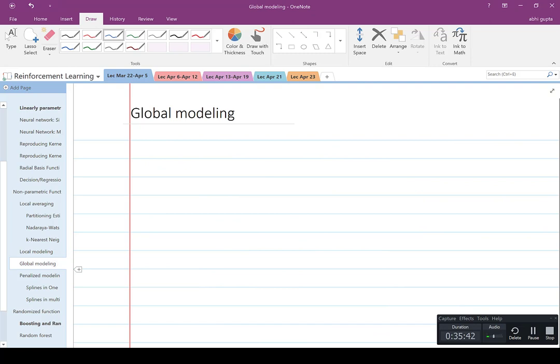In the global modeling part, you define some sort of function class f, which is also parameterized in a very... let's talk about global modeling now.